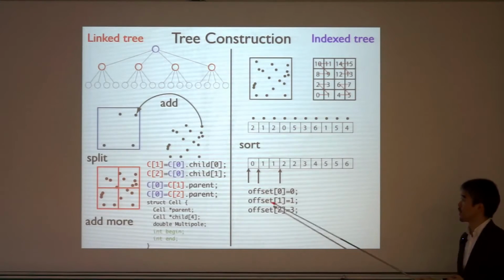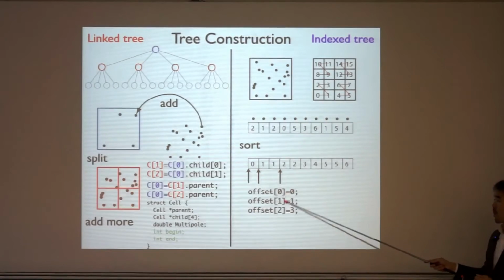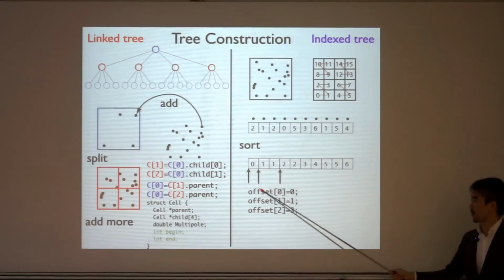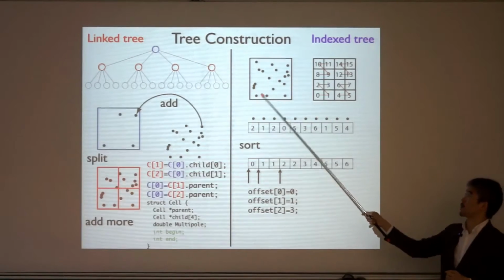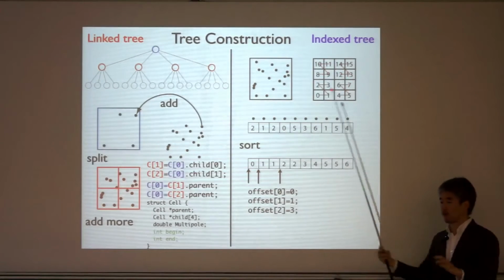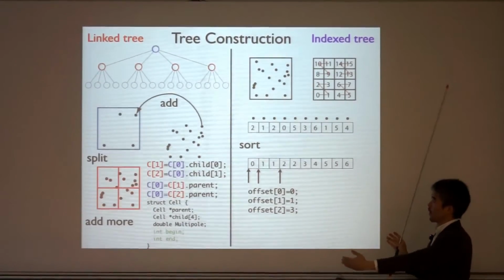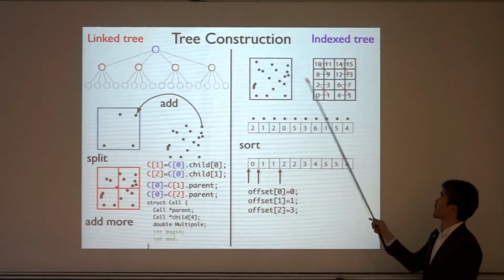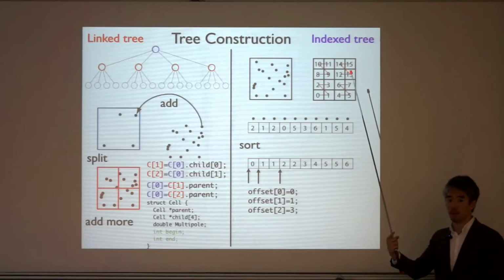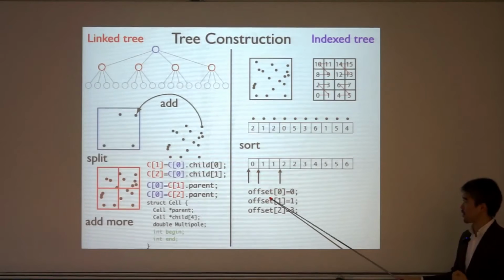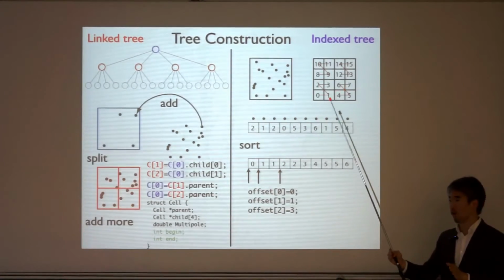Without the sorting, you can't just use the offset as an index to retrieve all the bodies, because the bodies are in random order. You can't retrieve all of them by just one number. But if they're sorted, you can retrieve all the bodies inside the cell by just one number, because you know that they're contiguous and how many there are from the difference between the two offsets. So that's how many there are.